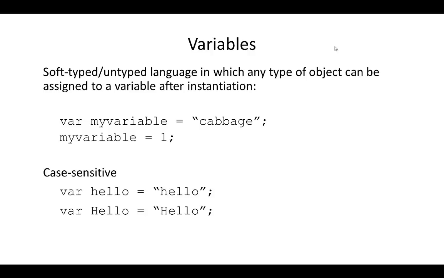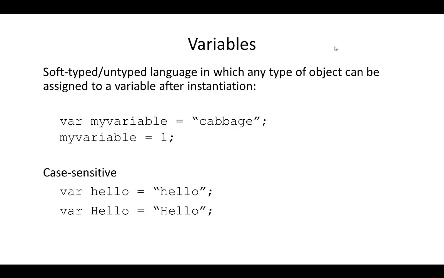Soft, untyped languages are quite the opposite. You can change a variable. A variable name is just a pointer to some bit of something, and you can have it as a string. So you can go var my variable equals cabbage as a string. It's now a string variable. Then, on the next line, I set it to an integer, and it's now become an integer. So in soft-typed languages, you can change the type of thing that's stored in the named variable anywhere in your code.